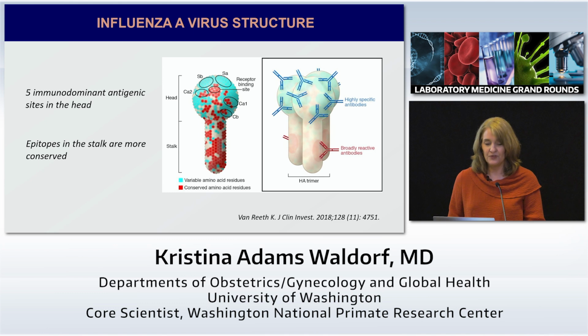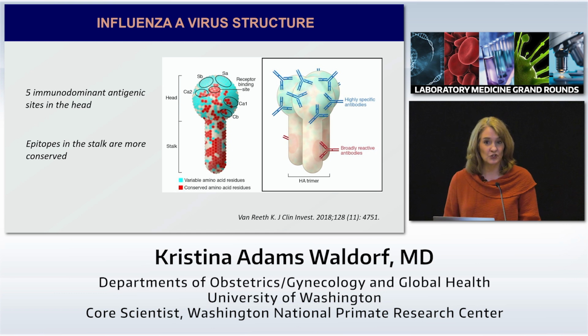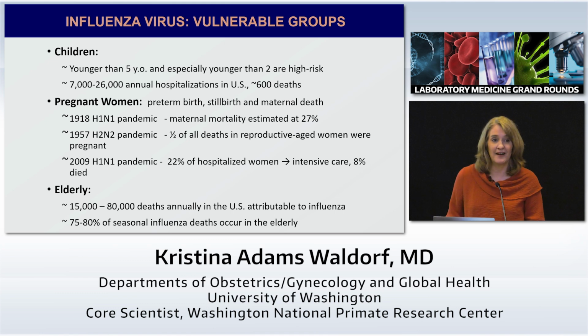To do that, you need to target your vaccine to epitopes in the stalk of the virus. That's the bottom part. If you think of it like a mushroom, it's the stalk of the mushroom. That's where you've got those conserved epitopes that could lead to generation of a universal influenza vaccine. It seems like things are getting closer, although COVID-19, I think, did throw a wrench in the whole research pipeline. But here are the vulnerable groups that need to be protected by a universal influenza vaccine.